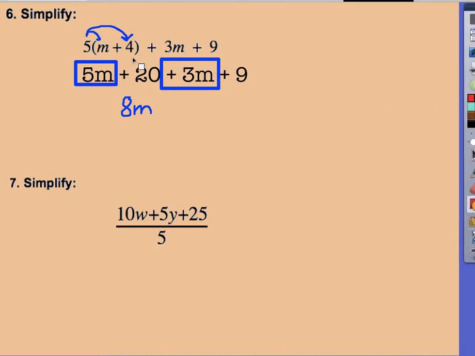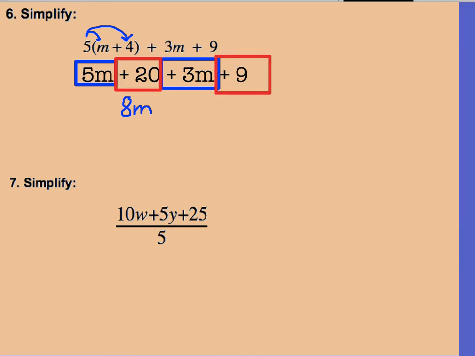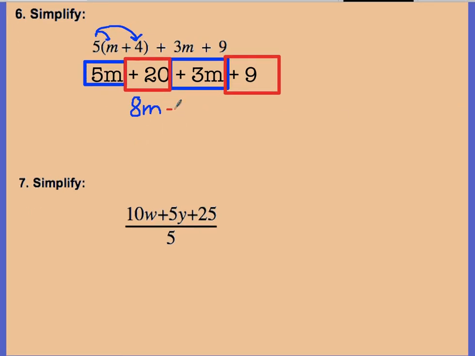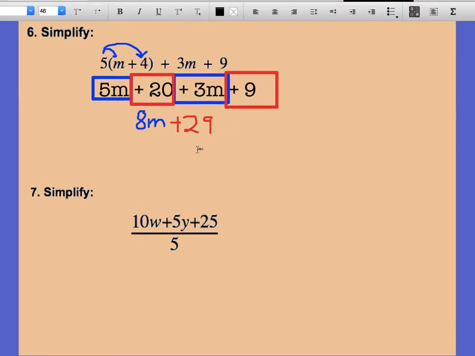And then let's go ahead and look at plus 20 plus 9. Oh, 20 plus 9, I know how to do that. That's 29. So plus 29. And I'll type this just so it looks a little bit neater here. So our final answer would be 8m plus 29.